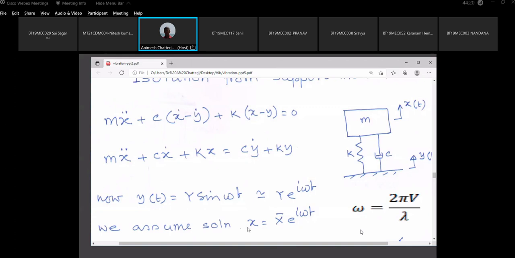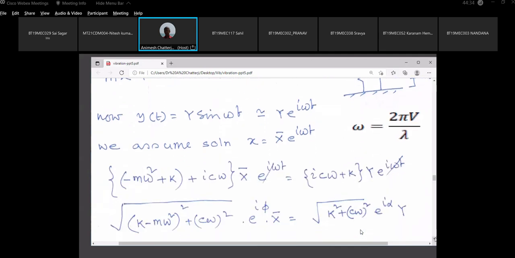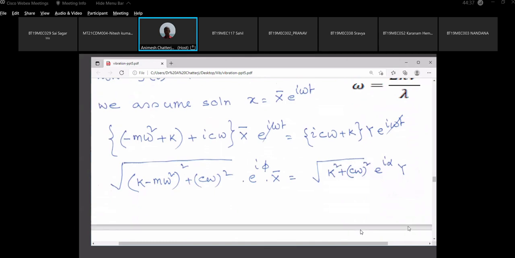We assume the solution x also to be a complex quantity, and if we put this and this complex quantity in our equation of motion, we get this. You have to write down everything. I will give the PPT, that is another thing, but you write down and then you see if any mistake, anything is wrong.